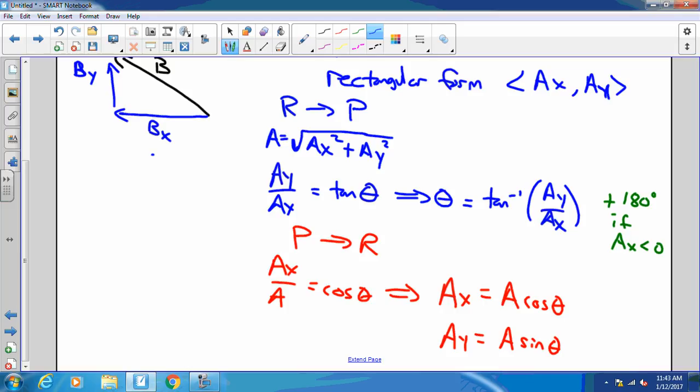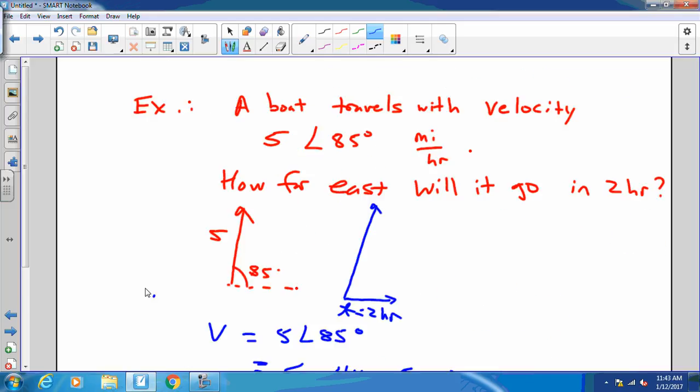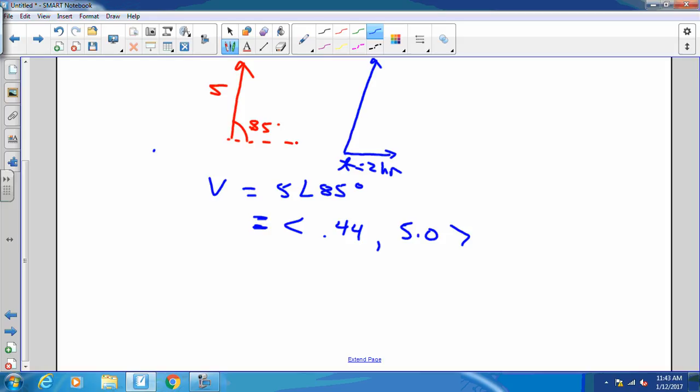Ah, so great. How much information do you need? Since we're working in 2 dimensions, you need 2 pieces of information to specify something. Well, I have the 5. Oh. Yeah, the direction. That's right. Anybody else have questions on how we got our velocity here?